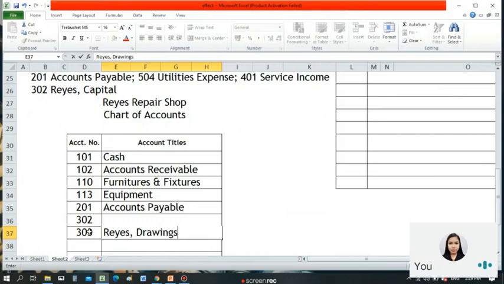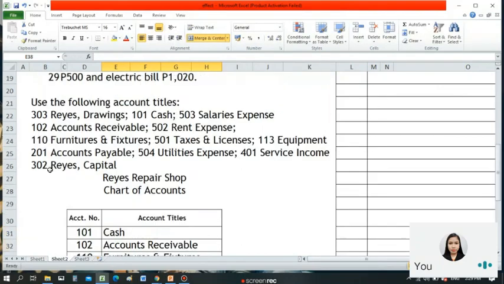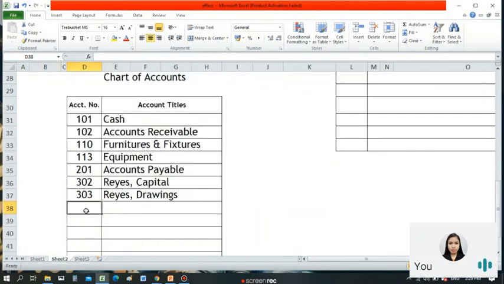Drawings. Next is the income account. What is our income account? Service income. 401. Service income.